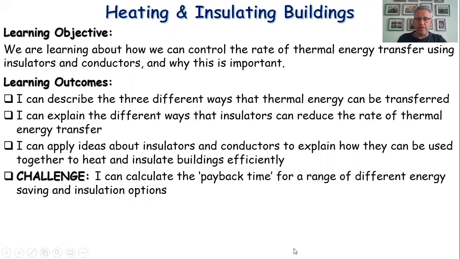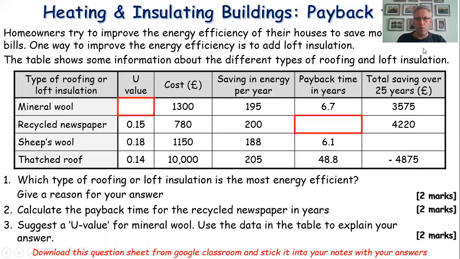The final thing that we need to do is look at payback time for a range of different energy saving and insulation options. So here's a question for us to have a look at. Homeowners often try to improve the energy efficiency of their houses to save money on energy bills. One way to improve the efficiency is to add loft insulation. The table below shows some information about the different types of roofing and loft insulation, and there are a series of questions there.